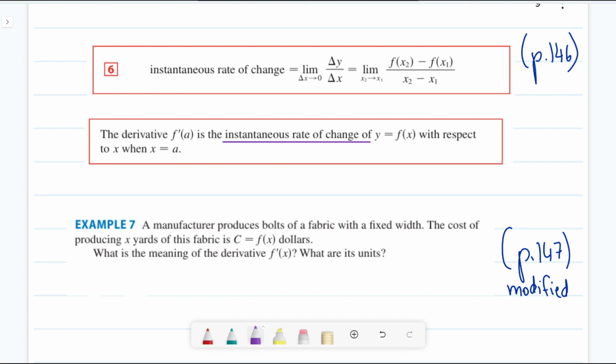So now, with this example: a manufacturer produces bolts of a fabric with a fixed width. The cost of producing x yards of this fabric is C equals f of x dollars. What is the meaning of the derivative f prime of x? So we will ignore the last part of the question that asks for the units.